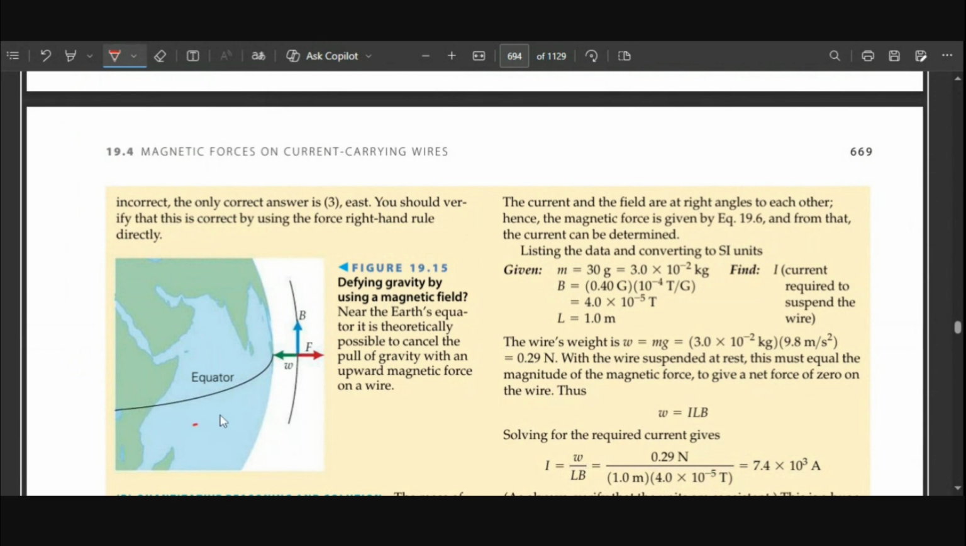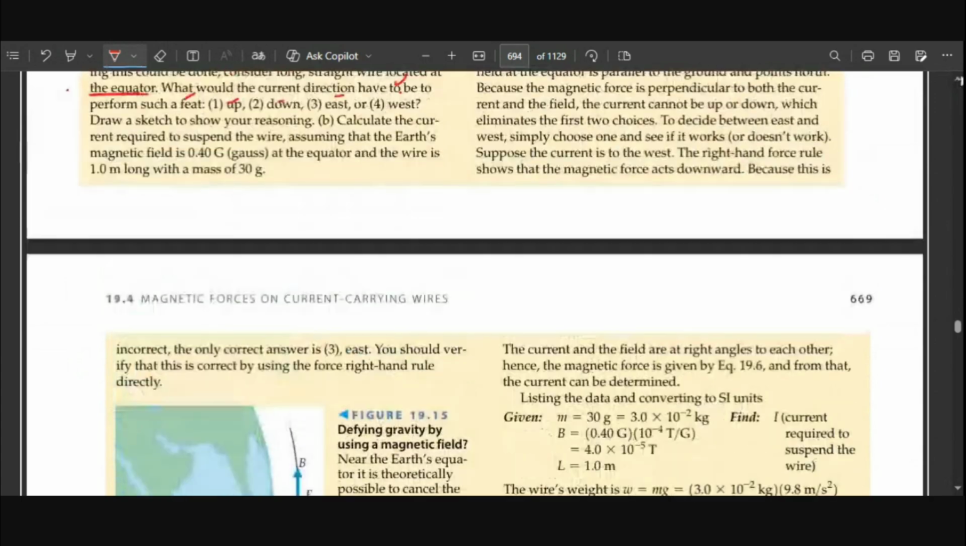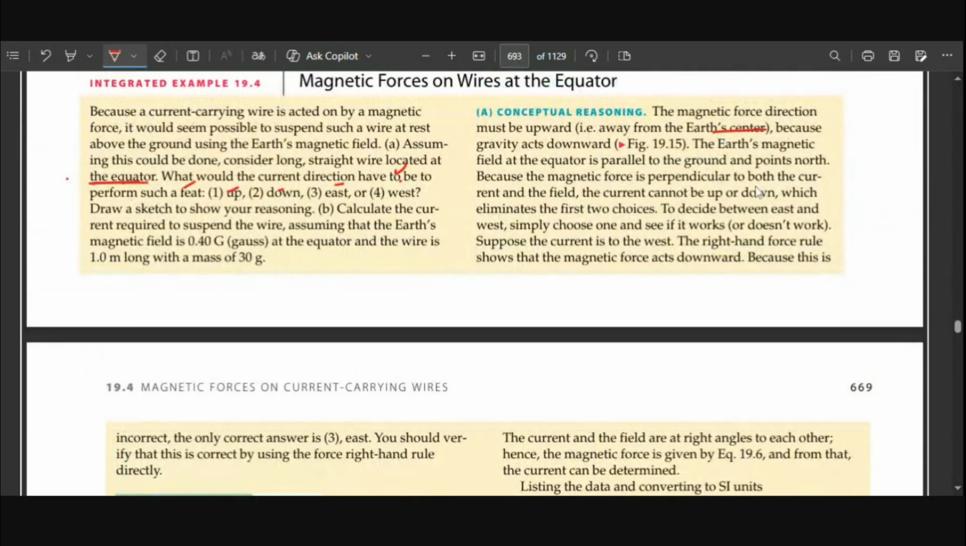So this is the equator and we just put a wire here. Along the direction of it, the field must be this way. We just try to understand it here. It is drawn in this diagram. The Earth's magnetic field at the equator is parallel to the ground and points north. Because the magnetic force is perpendicular to both the current and the field, the current cannot be down or up. Because if it is up or down, the field will exert a force in such a way that it cannot sustain above the surface. It has to be like that.